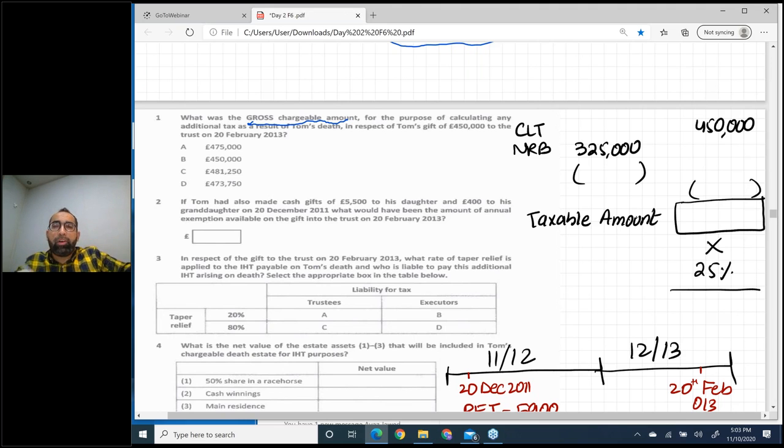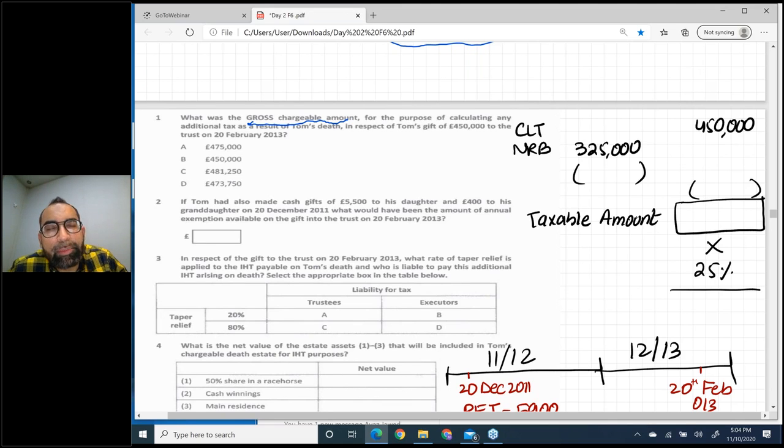Gross chargeable amount means the amount of gift plus the lifetime IHT on CLT, the sum of these two. The amount of gift is already in front of you, that is 450,000. But yes, you have to calculate lifetime IHT on CLT. Let's do it. CLT is 450,000. And what was the NRB which we just read? 325,000. 325,000 NRB is available for 12-13.